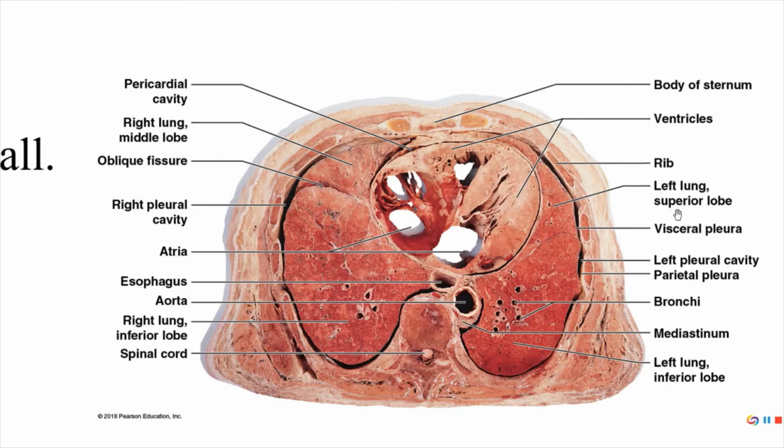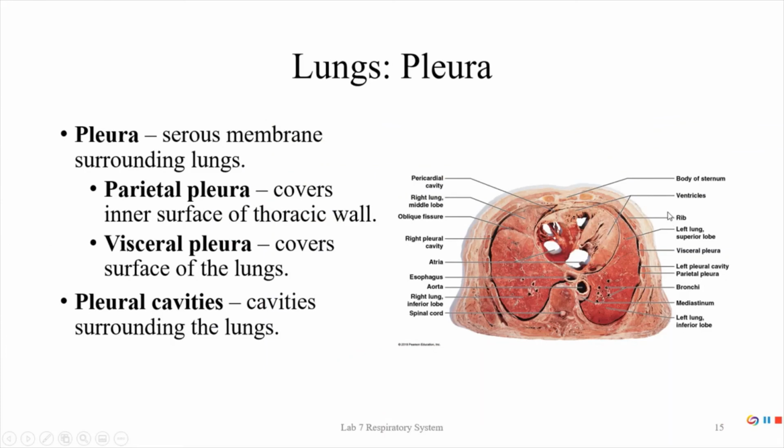Okay. Now, the pleural cavities is where the lung sits. The lung is actually sitting in the pleural cavities, which is a subdivision of the thoracic cavity. Remember, the thoracic cavity has the pleural cavities, the mediastinum, and the pericardial cavity, which are three subdivisions that we begin to see here.